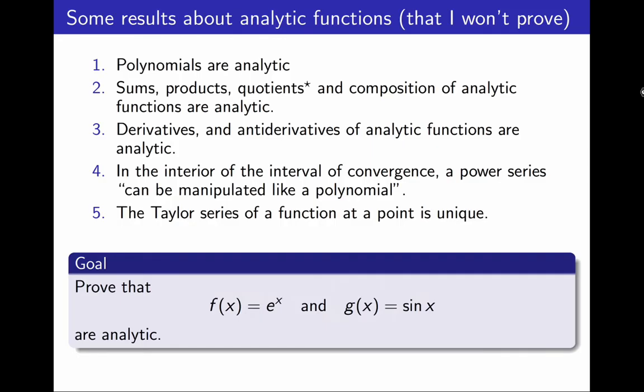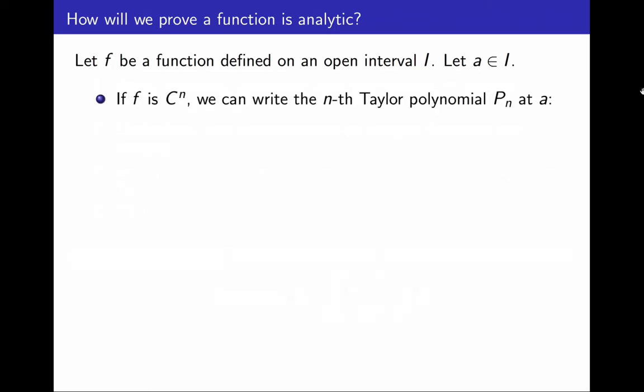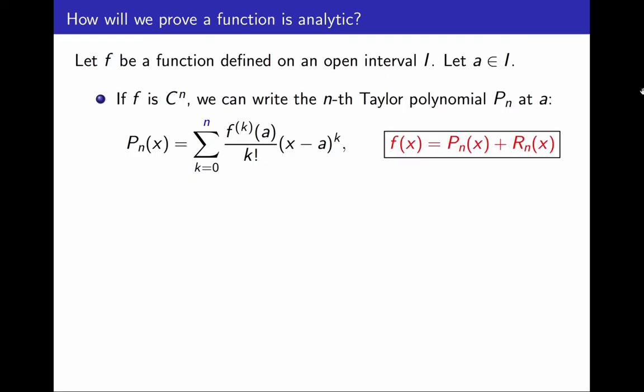Okay then, how do I prove that the function is analytic? Let's review the notation and make a plan. Let f be a function defined on an open interval I, and let a be a point on I. If the function is Cn, then we can write the nth Taylor polynomial. As you know, it is given by this sum. We can always write the function as the nth Taylor polynomial plus the nth remainder. The remainder is just the difference, the error we make when we approximate the function by the polynomial.